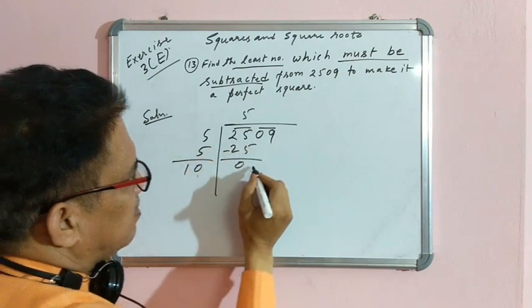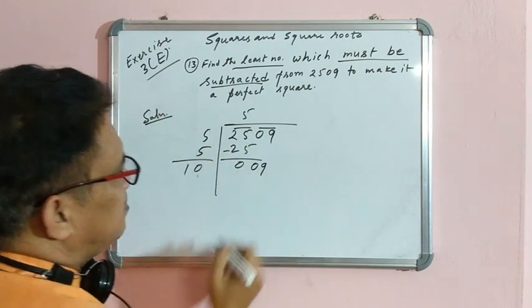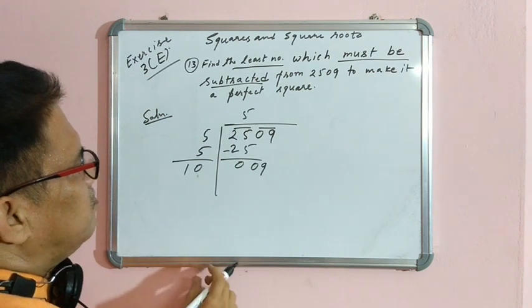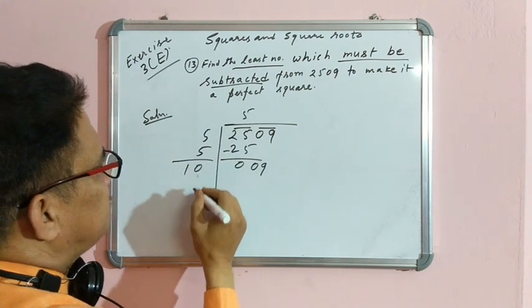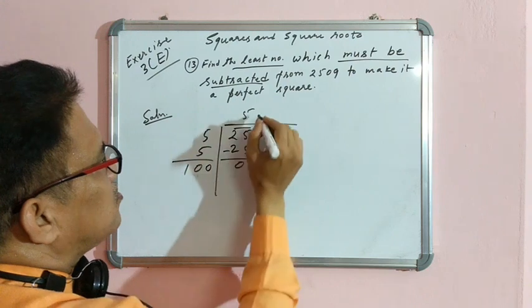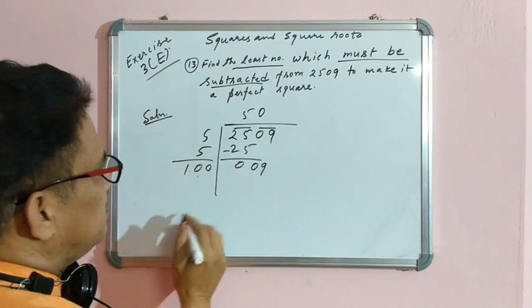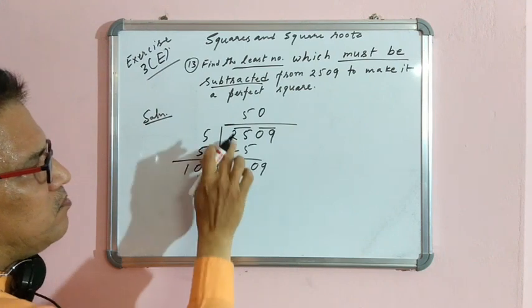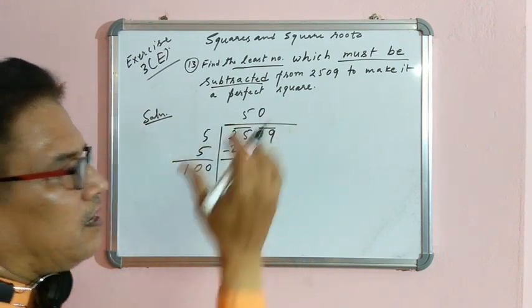So 09 will come all together here. 09. Now we are not able to do anything here. So we will write 0 here. Then 0 0. So we are getting 9 as the remainder. So if we subtract 9 from 2509, then we will get a perfect square.